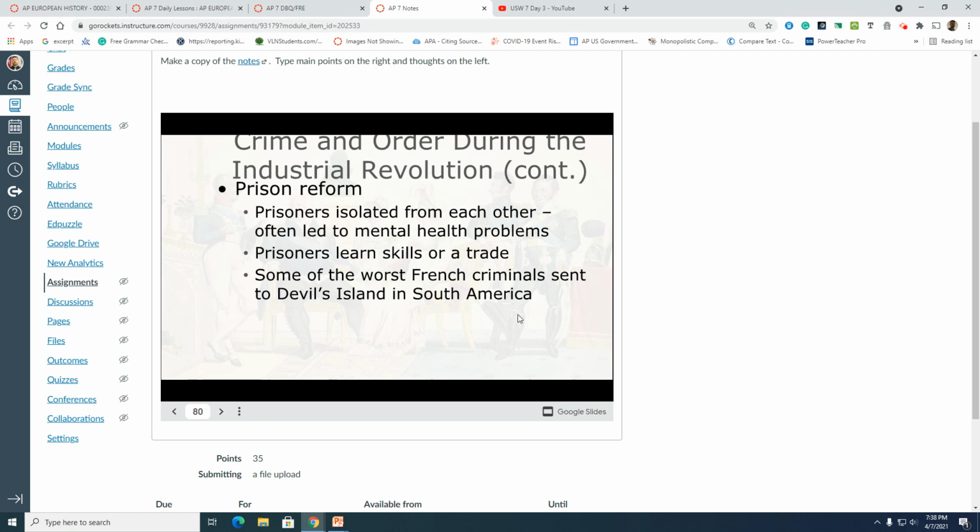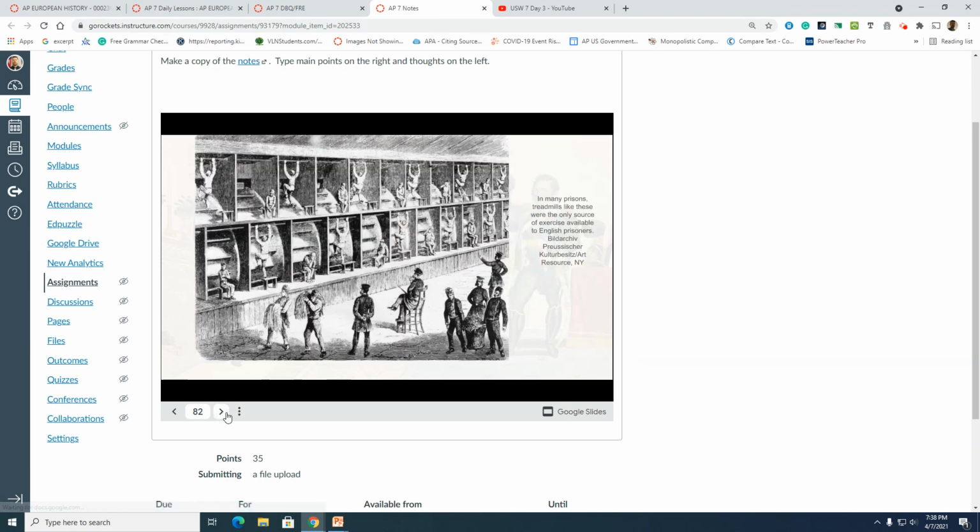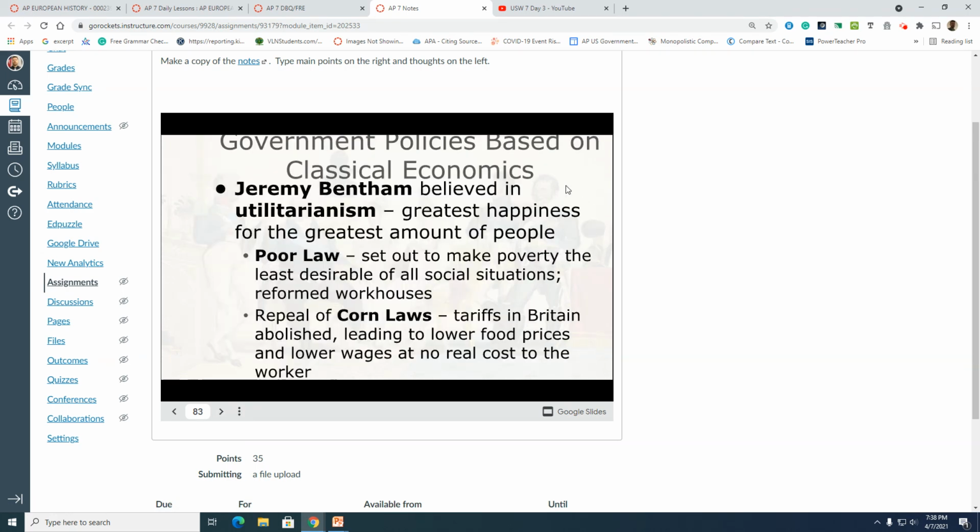Prisoners were eventually isolated from each other, but too much isolation eventually caused problems with mental health. But prisoners would be taught some new skills or trade in an attempt to reform them and return them back to society. Seeing all these changes in society meant that some started to study these problems and possible solutions.